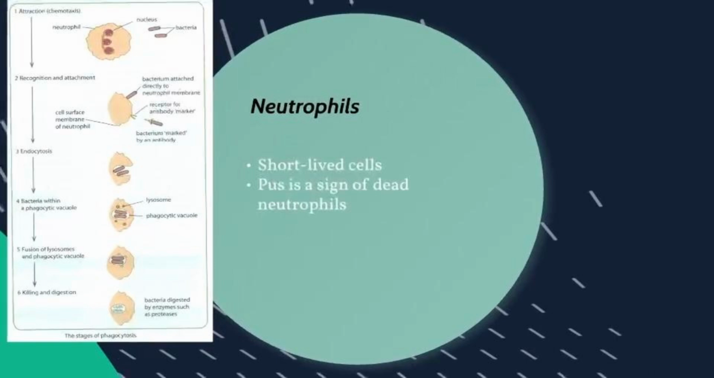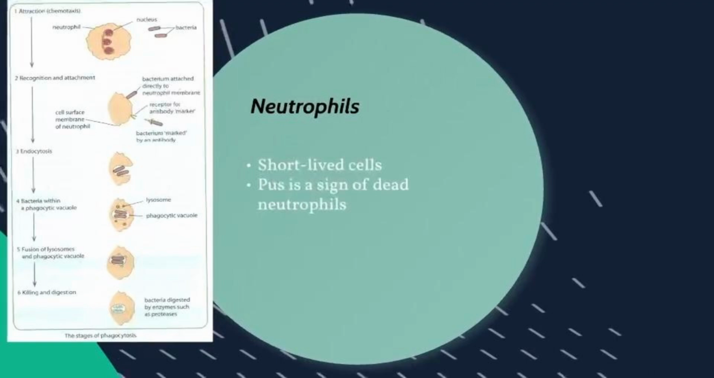They will move towards the infected cells or the pathogens, and often these pathogens will be covered in antibodies that have been released by the immune system already, and we're going to go into that more later in the lesson. The neutrophils have a receptor on their surface which allows them to bind to the antibody molecules, and then once they've done this, they can start the process of phagocytosis.